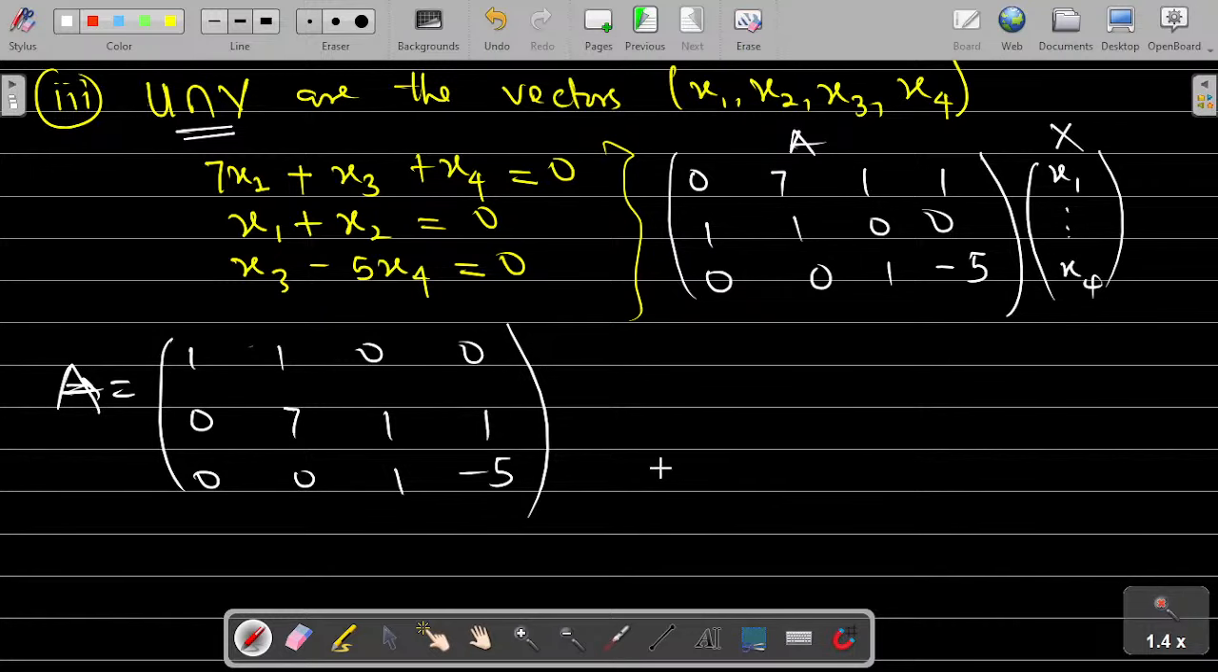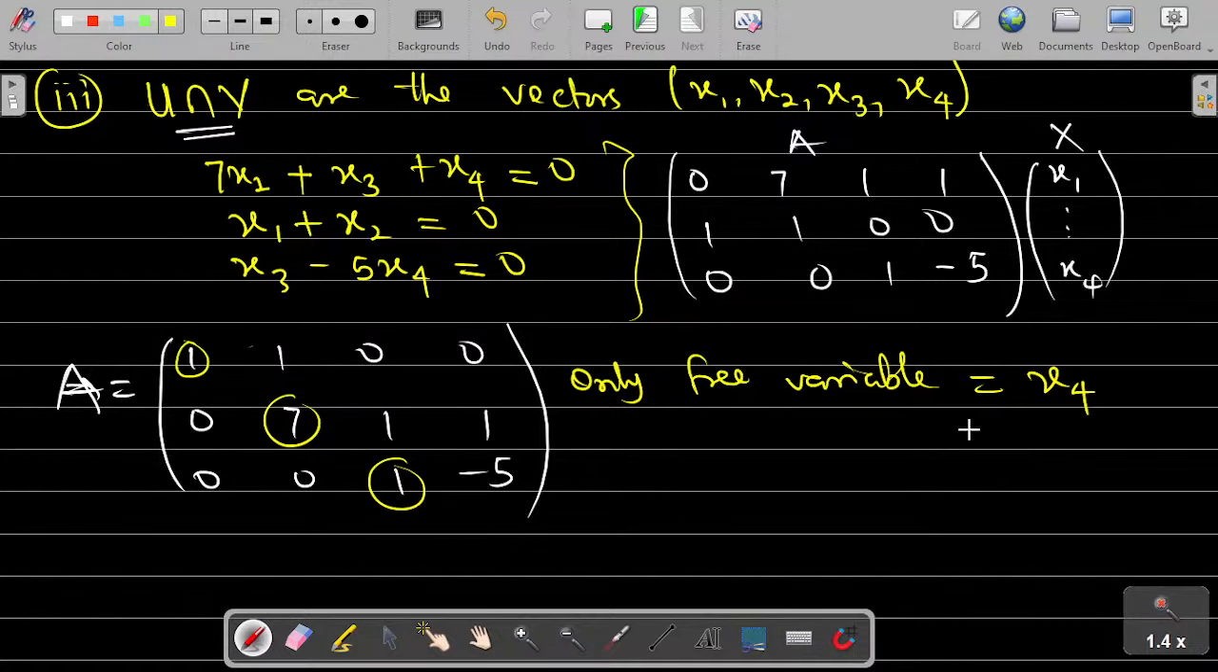It gave us a perfect echelon form reduction, and you can clearly see that x1 is represented as a pivot, x2 is a pivot, and x3 is a pivot. So the only free variable here is x4. We have only one free variable. Therefore, the dimension of U intersection V is equal to 1, and that's what they asked us to get.